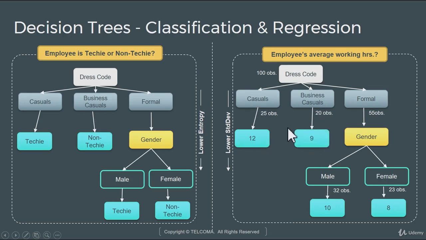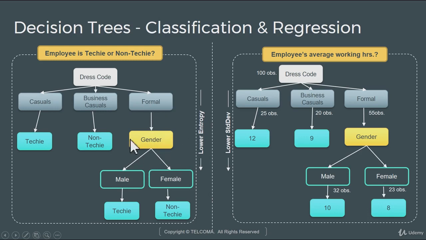The same analogy can be extended to classification, but instead of taking as the criterion for creating a leaf node the total number of observations in that node, you can use the number of classes. So in casuals, the total number of classes is only one, techie. Had it been techie and non-techie, you would still have scope to divide that further. When you reach formal, you still have around 55 observations and you still have two classes, techie as well as non-techie. So there is scope to partition them further.